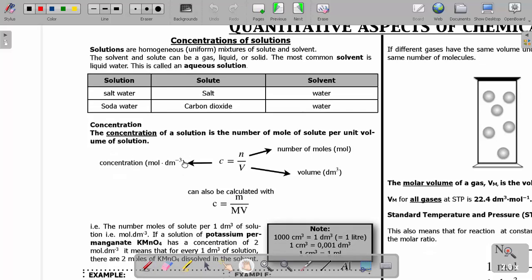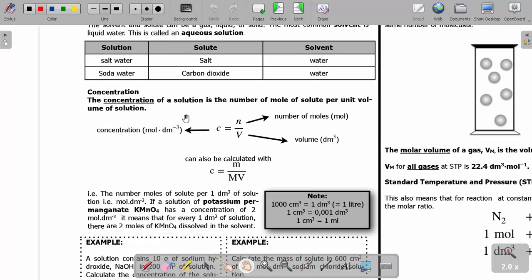Now, what is concentration? The concentration of a solution is the number of moles of a solute per unit volume of solution. They can say, define the term concentration. In your exam, you say that the concentration of a solution is the number of moles of solute per unit volume of the solution. Now we have got many formulas to get concentration. This is one of them. We can use concentration C in moles per decimeter cubed as C equals N over V, whereby N stands for the number of moles. What about V? Volume, but it must be in decimeters cubed.